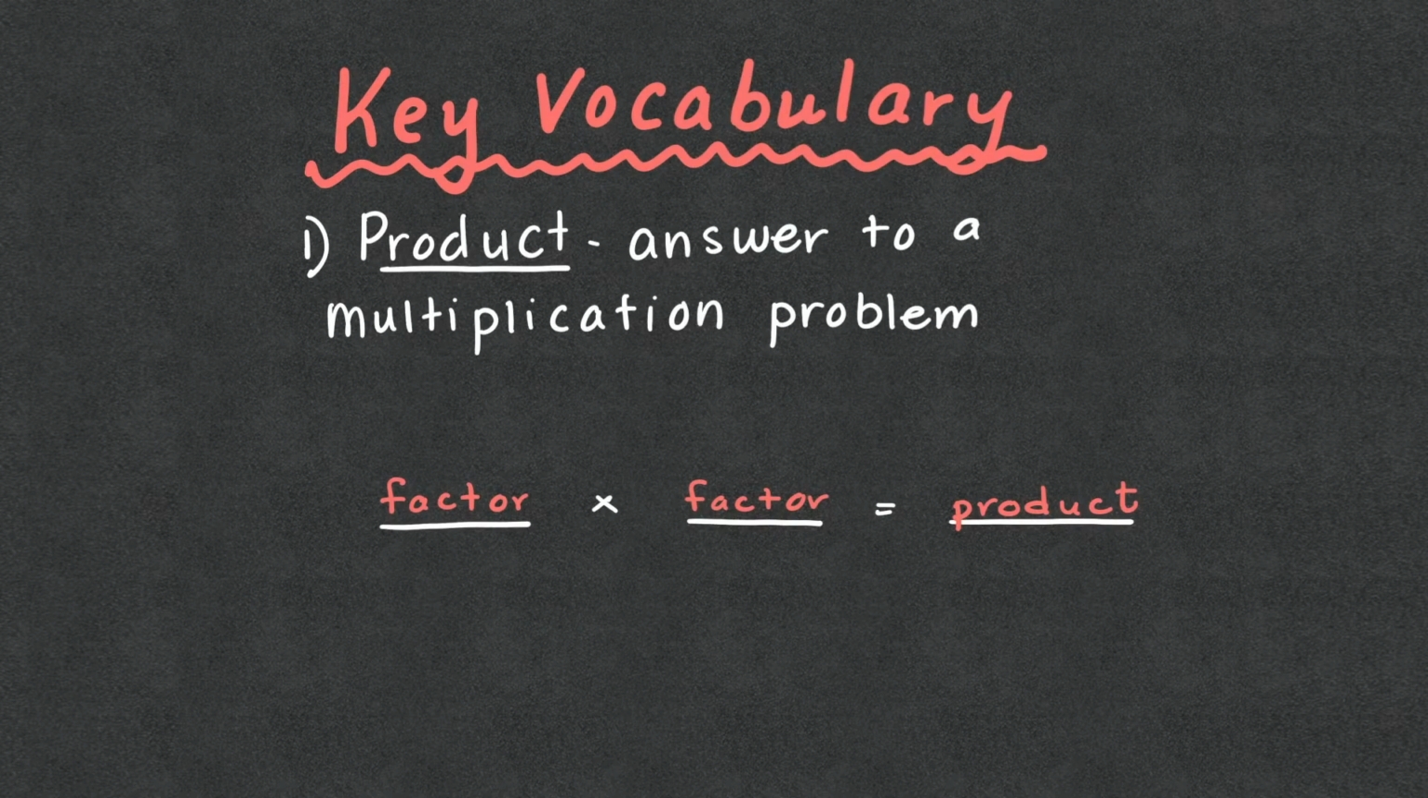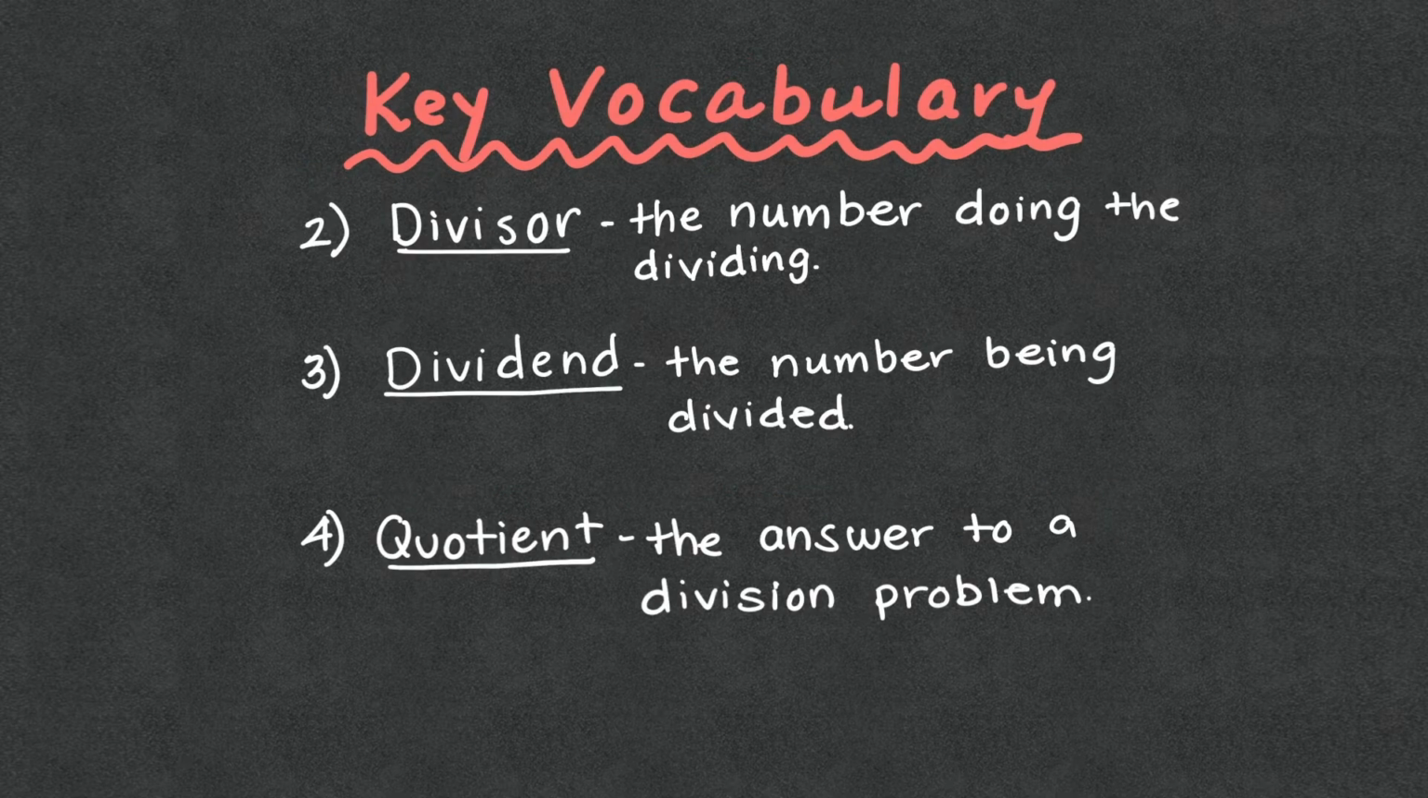So let's look at our key vocabulary. One, we have the word product, which is the answer to a multiplication problem. As you see here, we have a factor times a factor is equal to a product. You may hear these words throughout. Product, no, we are not talking about some little gift that you might have gotten for someone with a cute bow on it. No, we're not talking about a product that you bought from any store. We are talking about the answer to a multiplication problem.